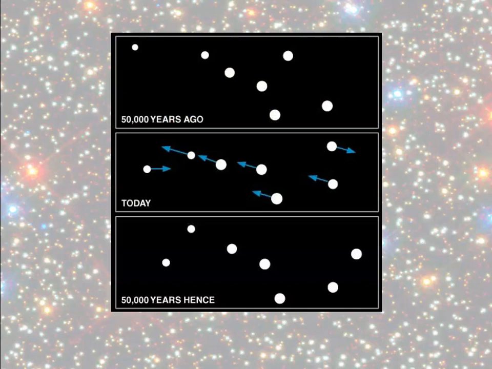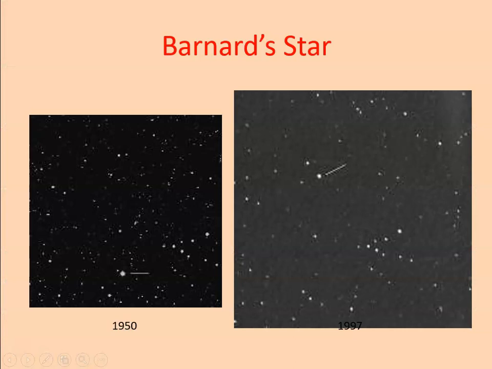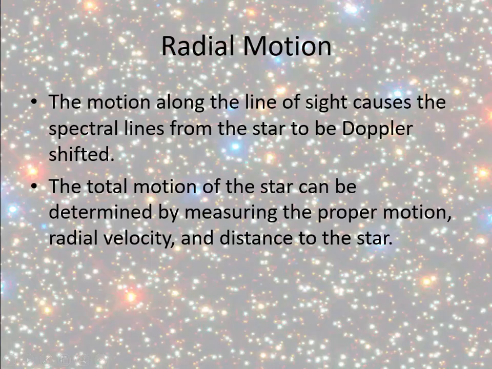But other stars are undergoing proper motion as well. For example, here's the Big Dipper asterism right now. Here's how it was about 50,000 years ago, and here's what it'll be like about 50,000 years from now. Well, Barnard's star is actually doing this on timescales that we can recognize. For example, here's a picture of Barnard's star right here in 1950. Notice this little V of stars, and here's a picture of it again in 1997. Again, there's that little V of stars. So essentially, Barnard's star moved from about right here up to here in that intervening 47 years.